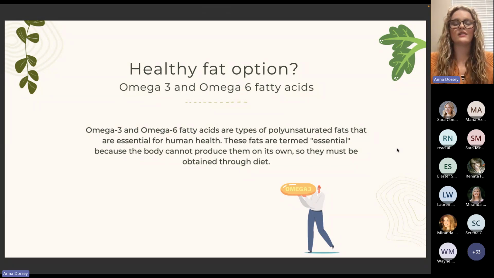So let's talk a little bit about some healthy HDL sources of fats that are really good for supporting heart health and just overall well-being, specifically omega-3 and omega-6 fatty acids. They're a type of polyunsaturated fats, and they're called essential fatty acids. The reason why they're called essential is because the body cannot produce them on their own. That means they must be obtained through your diet. So you have to eat them in your diet in order to get them. And they're incredibly important and incredibly beneficial to our overall health. And we're going to talk a little bit about that on the next slide.